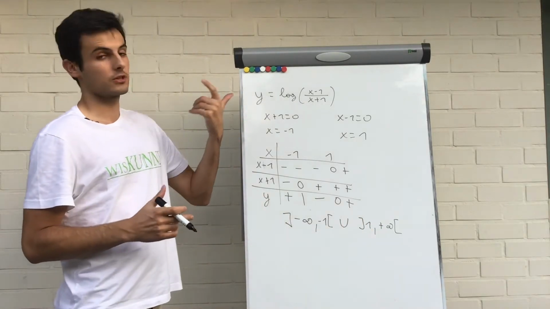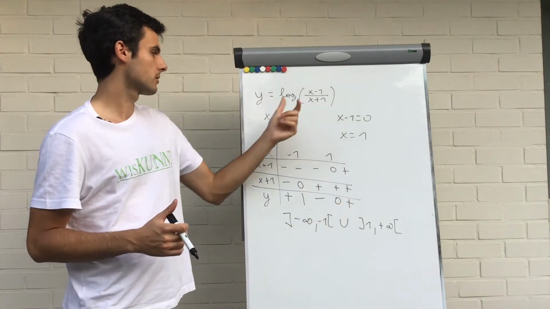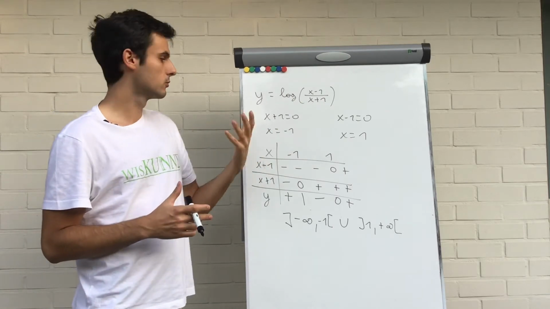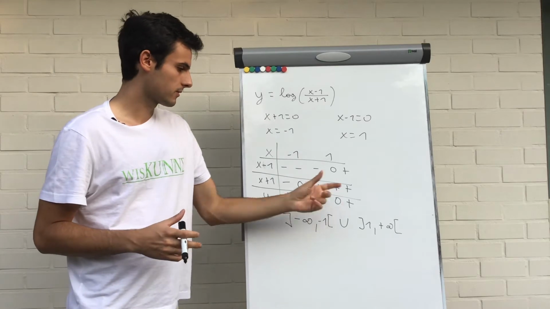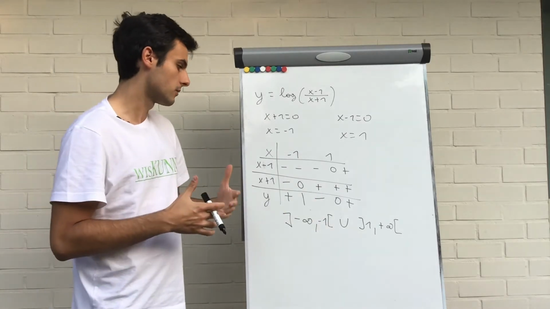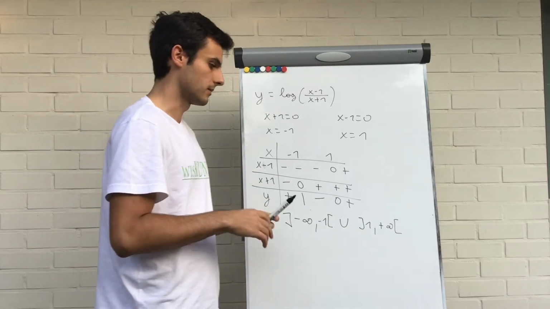So you see we had a fraction in the logarithm. So a fraction in the logarithm means the denominator excludes the point where the denominator is 0. Then a sign diagram, and we find the points where the function exists. So the domain.